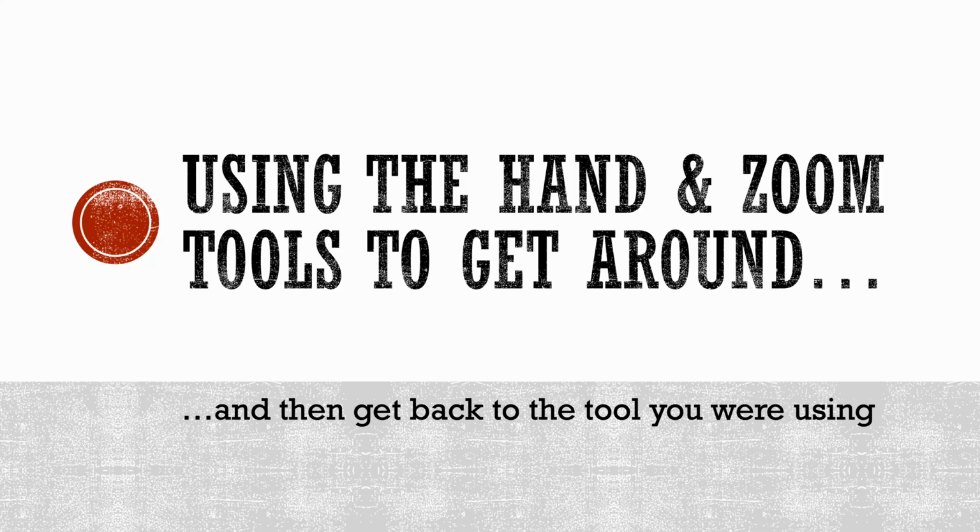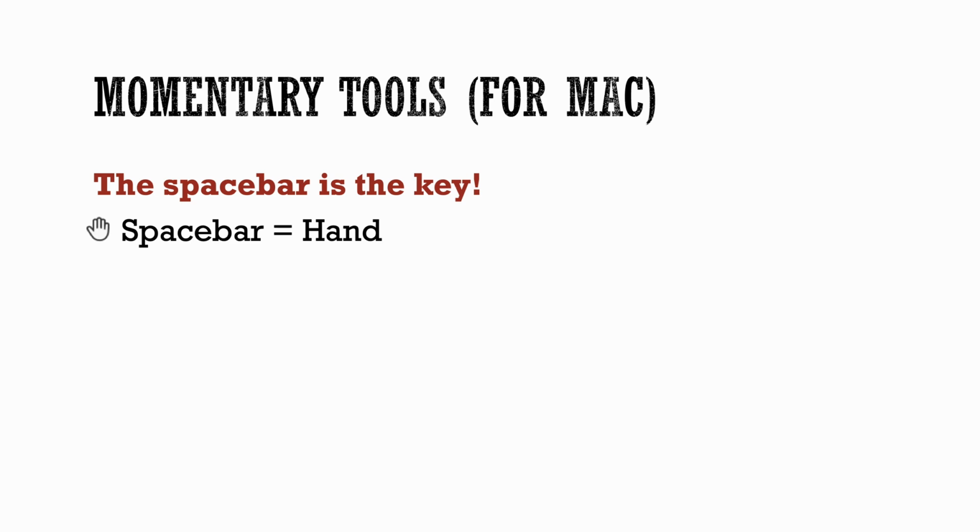using the hand and zoom tools to get around, and then get back to the tool that you were using. On the Mac, these momentary tools for moving around the image or zooming in or out take a little bit more finesse than on Windows. So obviously, to get to the hand tool, the spacebar is the key. Just hold the spacebar and the tool will temporarily change to the hand. Then you can move around the image.